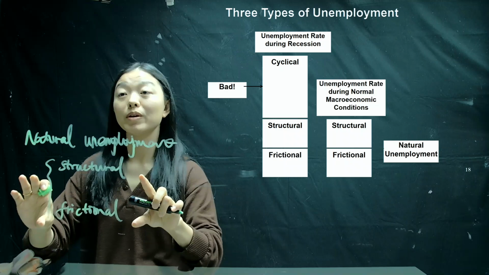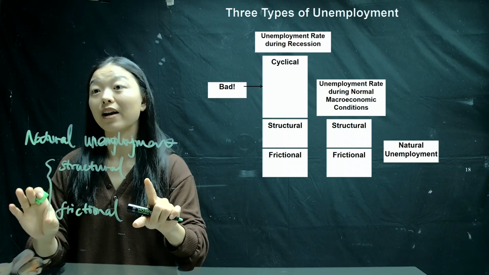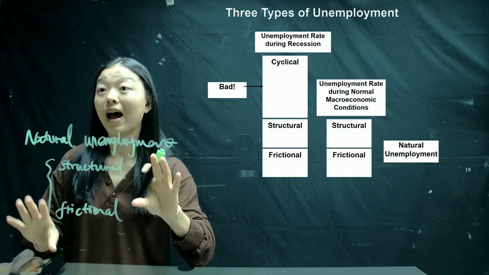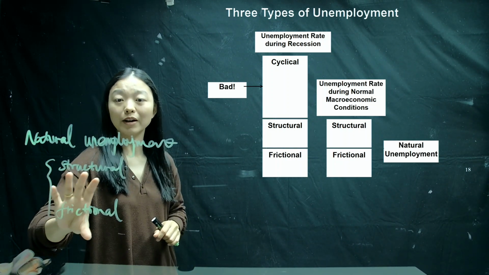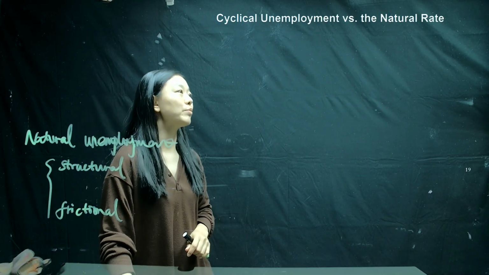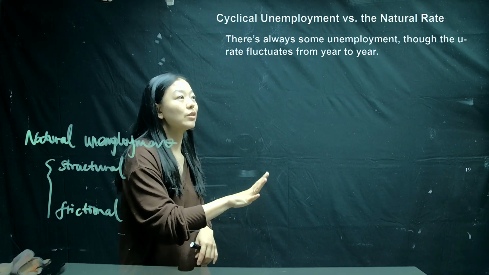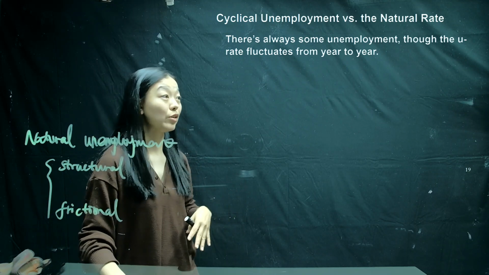These two types of unemployment always happen no matter how good your economy is. No matter how good the economy is, these two types of unemployment always exist. I will explain these two types of unemployment one by one. So let's look at cyclical unemployment versus the natural rate. There will always be some unemployment, although the unemployment rate will fluctuate year to year.